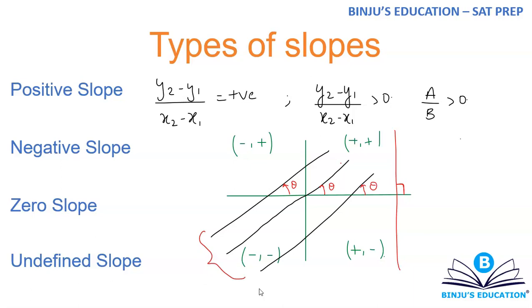Now if out of the three quadrants, or if out of the two quadrants, the line is passing through first and third, then you can close your eyes and say that your slope is positive. Remember that your slope is positive. You can see that in all the three cases the line is passing through 1 and 3.